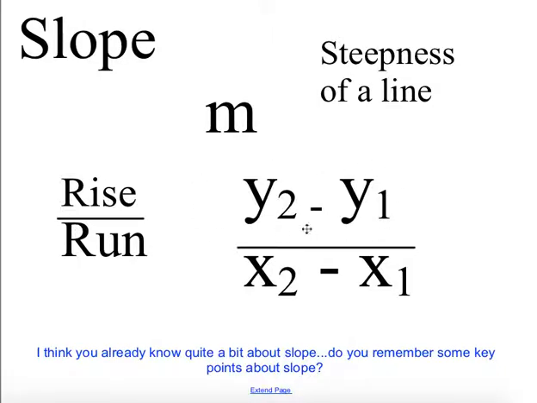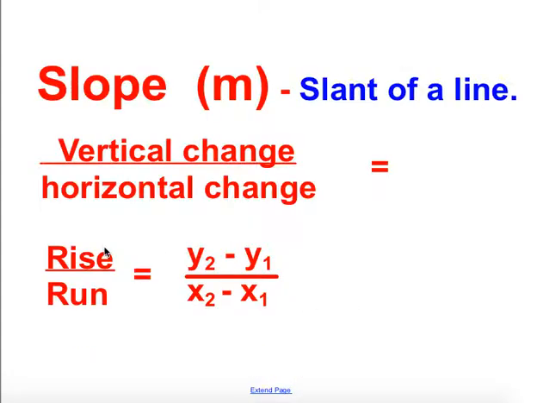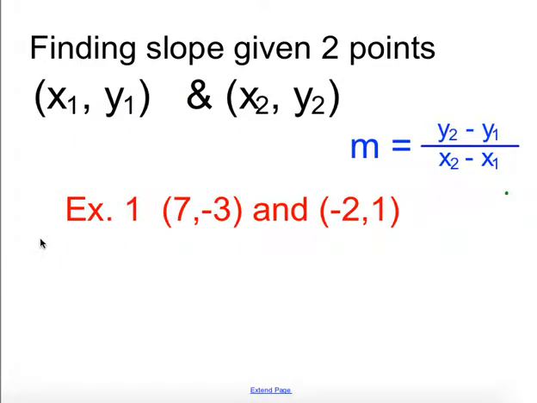Remember, all this is doing is finding the difference between our y values, so the rise, and the difference between the x values, the run. So it's the vertical change over the horizontal change. So let's look at some examples.